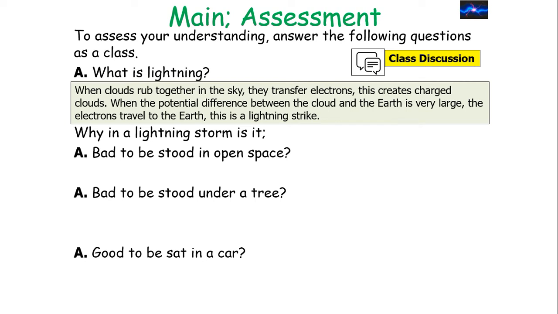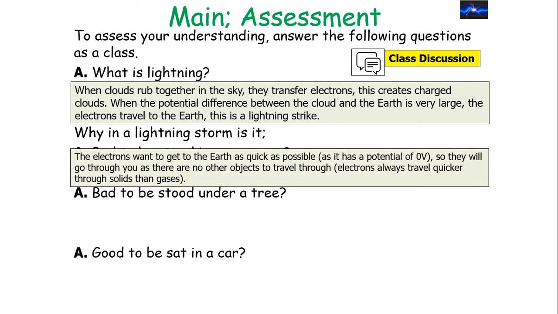Now, in a lightning storm, why is it bad to be stood in an open space? Well, the electrons want to get to the Earth as quickly as possible because it's got a potential of 0 volts. So they will go through you as there's no other objects to travel through because electrons will always travel through Earth conductors faster than gases, so it's bad to be out there.